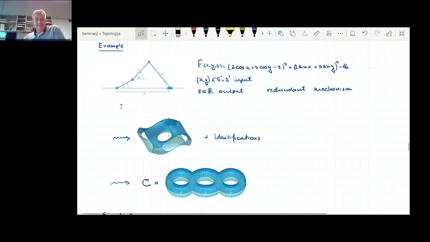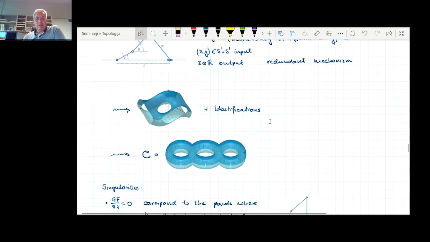Okay. Now, this mechanism moving is essentially walking around a genus 3 torus. That's already kind of interesting to visualize. Fine, but moving around this 3-dimensional genus 3 torus, we get different singular positions. And they are of 2 kinds.